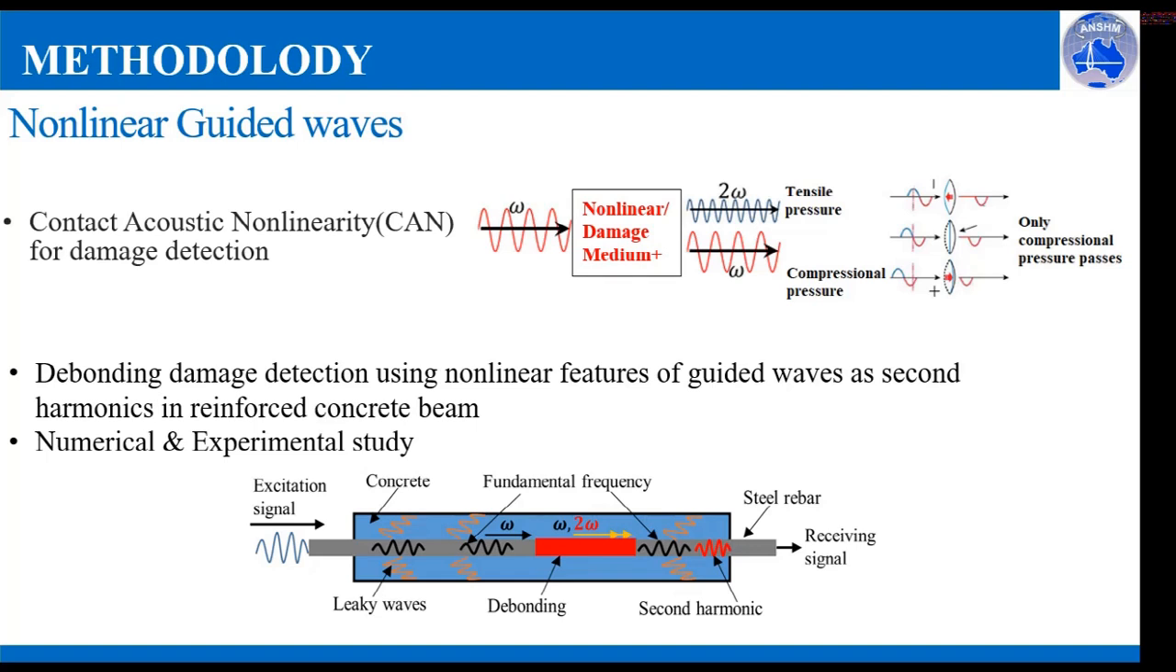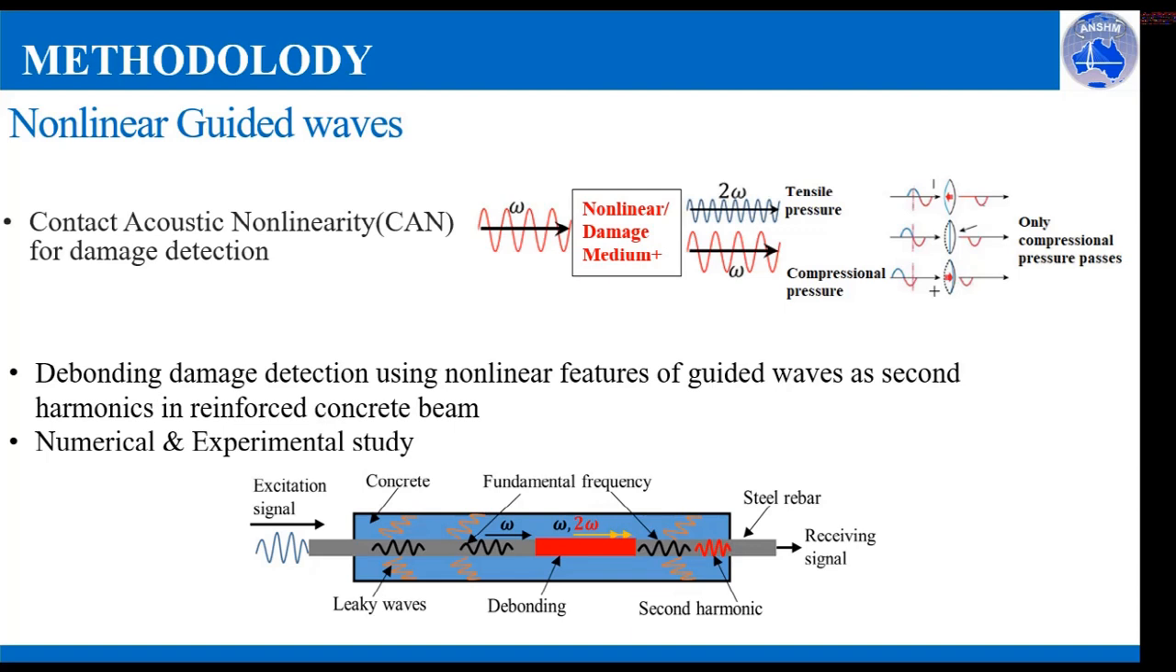So first, to highlight how the second harmonics are generated due to the contact type damage in structures. When the wave interacts with nonlinearity or damage, it interacts with the cracks. It has two components, a tensile and a compressional. Only the tensile component is reflected back, and the compressional component passes, causing the opening and closing of the crack. So this phenomenon is known as contact acoustic nonlinearity and was a helpful nonlinear feature of guided waves.